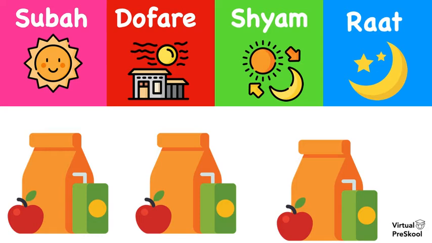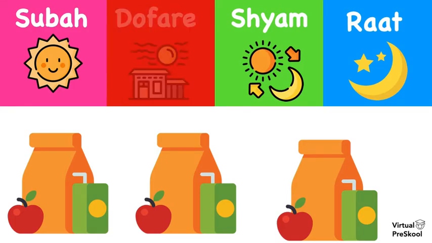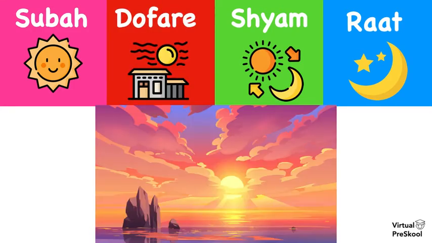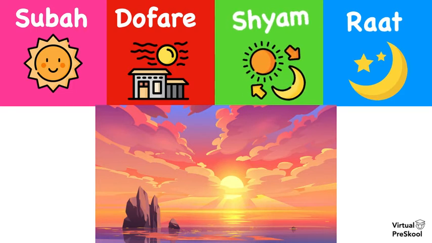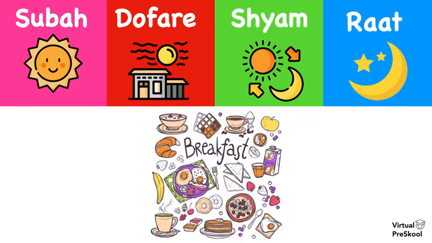And this one looks like your school lunch. So what would this one be? Subah, doupher, sham, or raat? Doupher. And what about this one? Look at where the sun is. Looks like the sun's going down. So would this be subah, doupher, sham, or raat? This would be sham. And what about this one? Would it be subah, doupher, sham, or raat? It says breakfast here, so it's probably morning. And morning is subah.